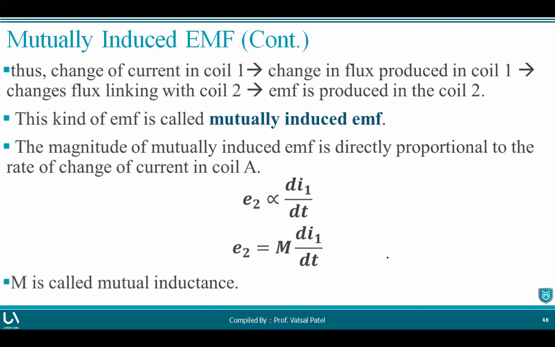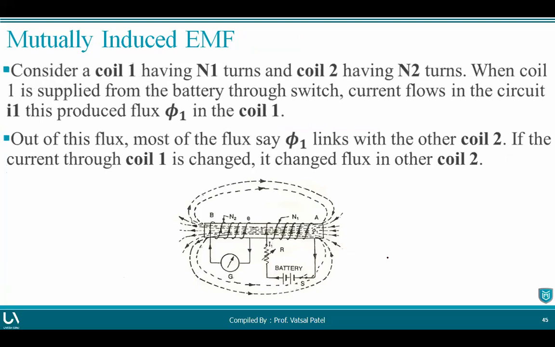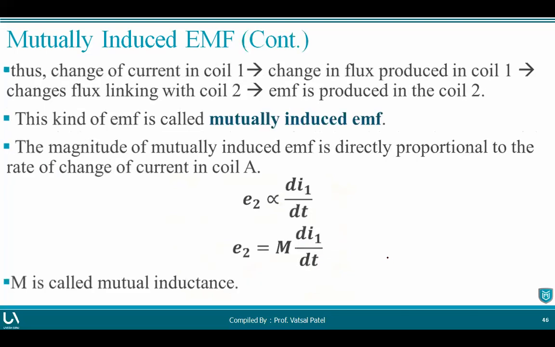This kind of EMF we call the mutually induced EMF, as you can see in this diagram. Coil 2 has N2 turns and is connected with a galvanometer to identify the deflection, that is, whether the induced EMF is there in coil 2 or not. Once coil 1 is supplied by the source, the current flows and flux is produced. That flux is linked with coil 2 and the EMF is induced in coil 2, which is identified by the deflection of the galvanometer.